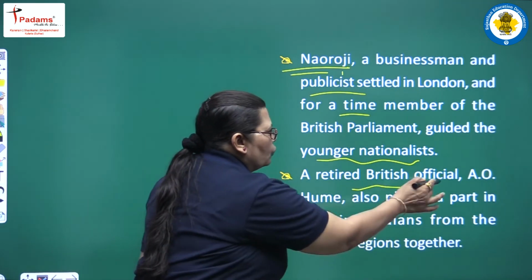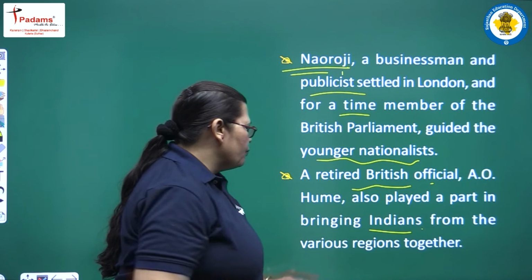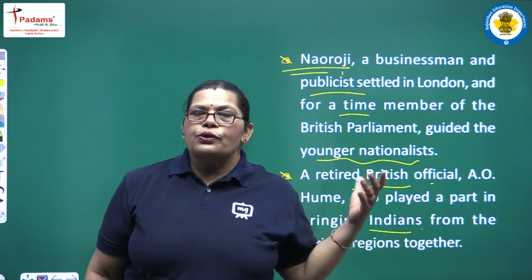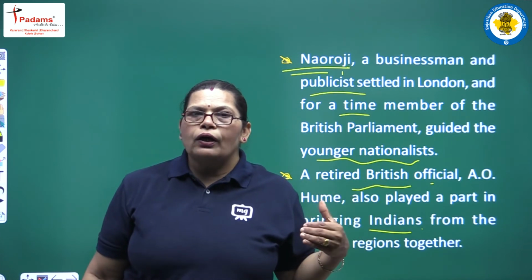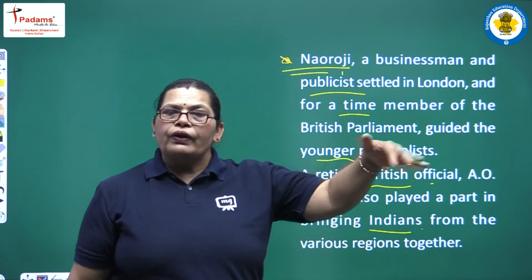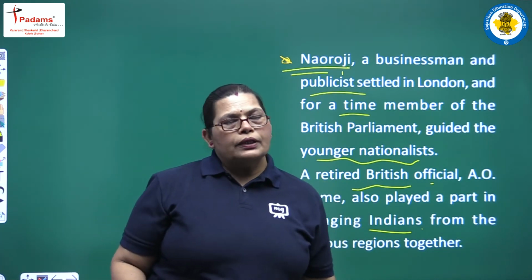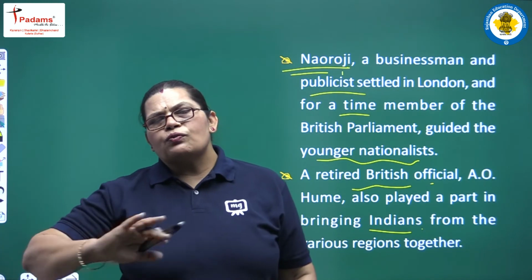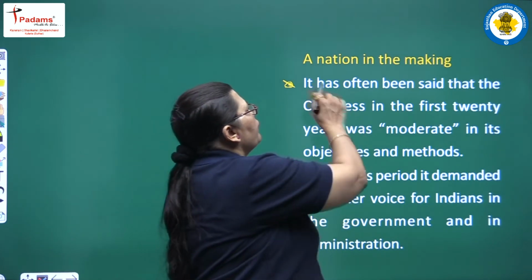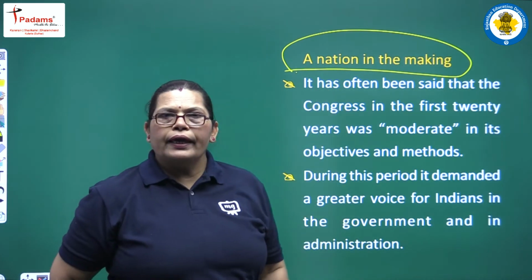A retired British official, A.O. Hume, also played a part in bringing Indians from the various regions together. A.O. Hume also participated in the formation of this movement. See, he also played an important role for the Indians from the various regions. He collected them and told them, one by one, from any caste, from any region, you came here only for the formation of this. And the dream of a nation in the making.